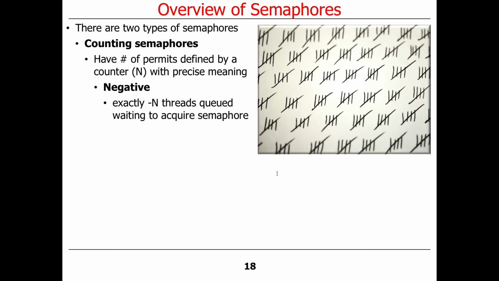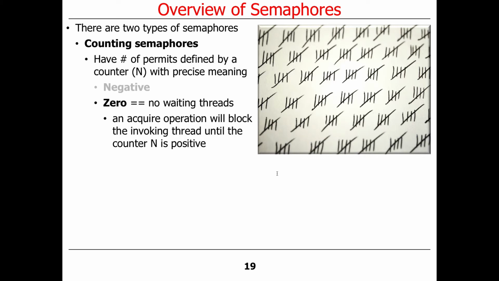And of course, they can't actually acquire the semaphore until the count goes above 0. And in that case, however large the amount is above 0, that many waiters will be able to get the semaphore and automatically decrement it. So that's what negative means.